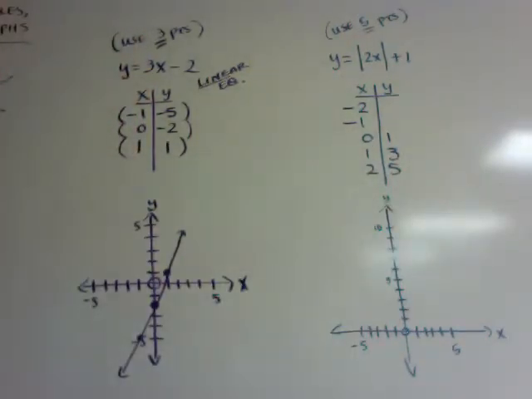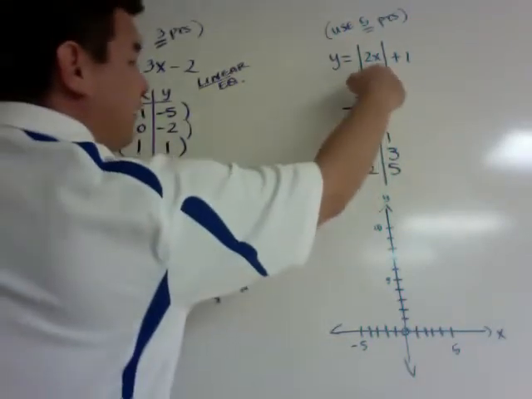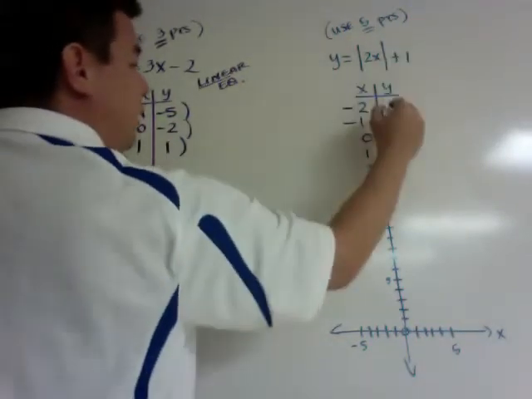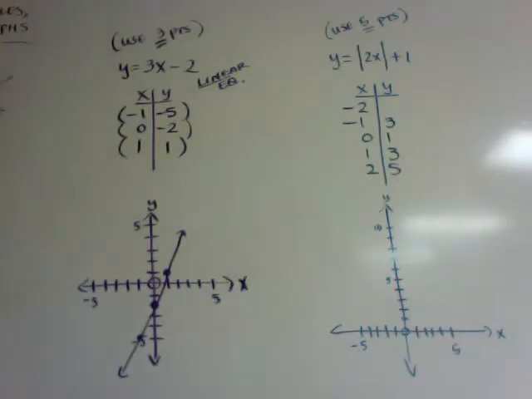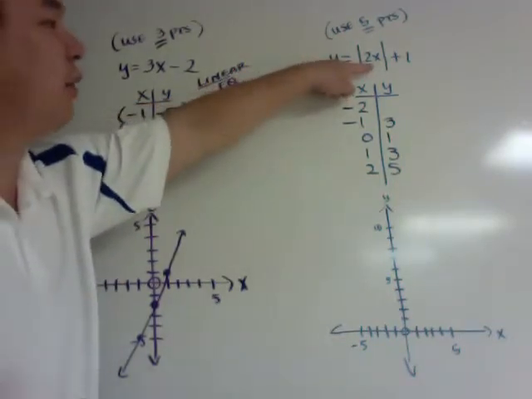Okay. If I put a -1 in there, I get the absolute value of -2, which is 2, plus 1, which is still 3. And if I put a -2 in there, I get a -4.